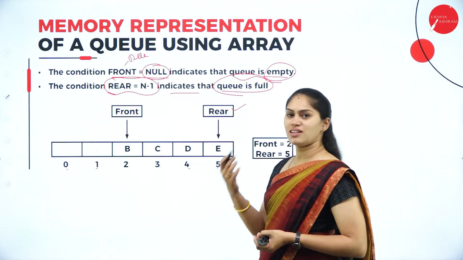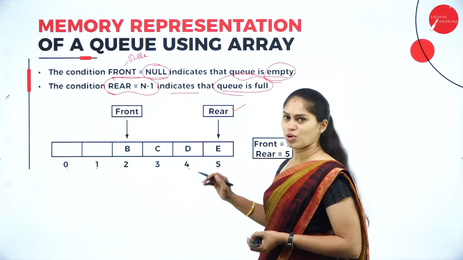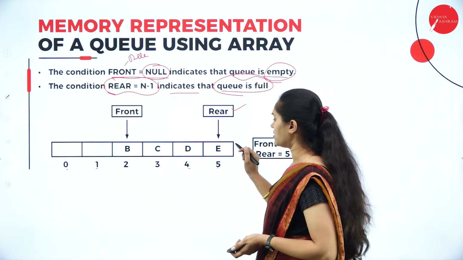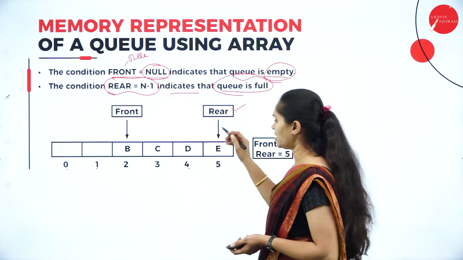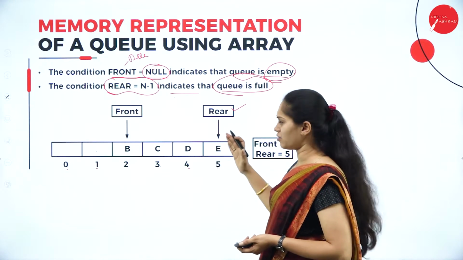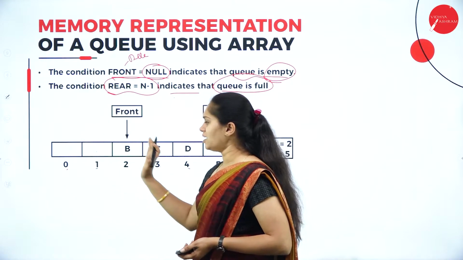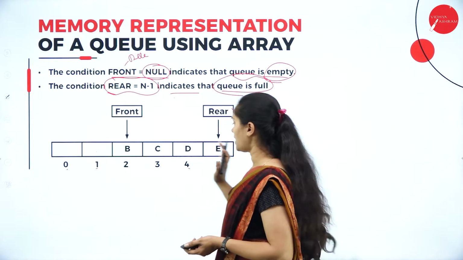If I wanted to insert one more element into this queue, we will be able to add. Why? Because it is not at the n minus 1. That means if I wanted to add one more variable called f, it will reach the next location, then we can add.